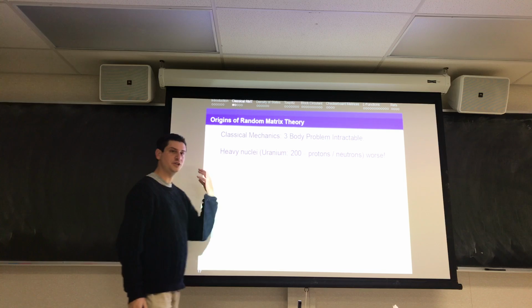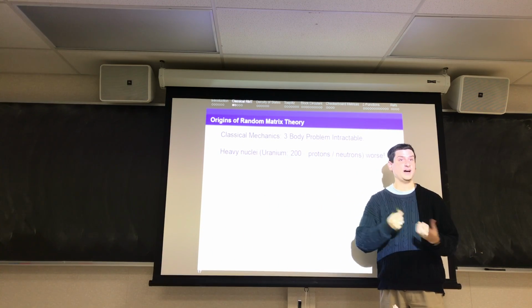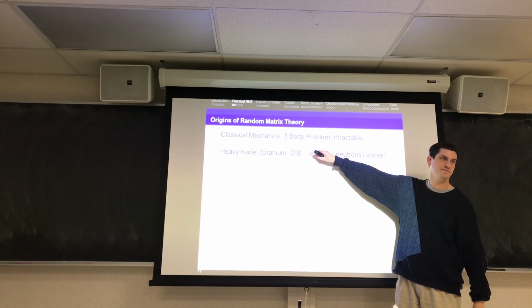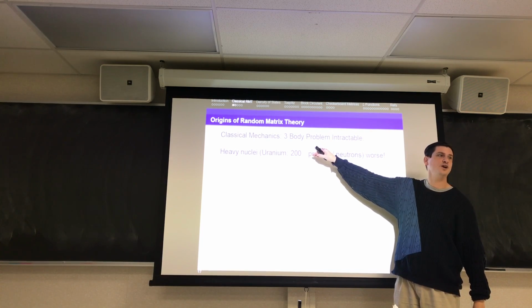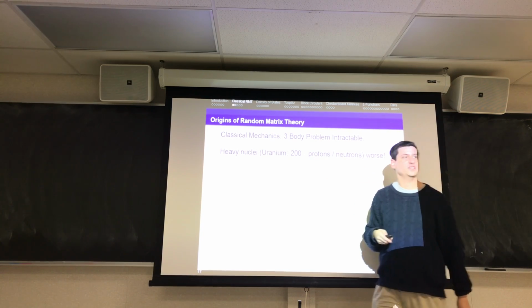So imagine you have something like uranium, where you have over 200 protons and neutrons, and the interaction is far worse than gravity. If we can't even do this, we have no hope of this. Given that a lot of this stuff was happening in the 1950s, you can probably understand why people were quite interested in understanding things about uranium.